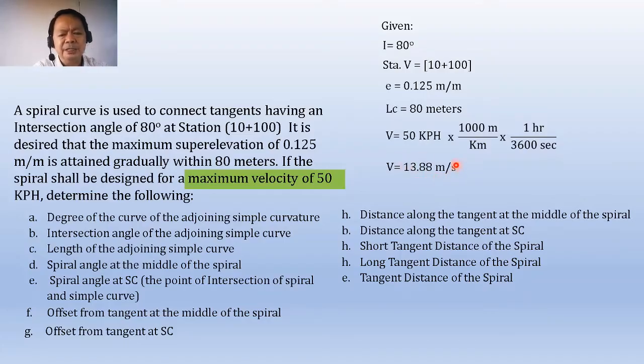So you might be asking where will this be used? Of course, this will be used in the computation of our radius, considering that we have the maximum super elevation of 0.125 meters per linear meter. And from there, after we have identified all the given, maybe we can now start drawing our spiral transition curve. Now let us try to consider our point here.